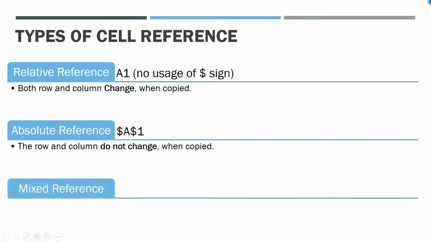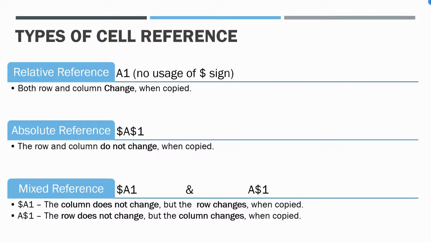And then the third type is mixed reference. Here, either row or column will get the dollar symbol, so that only that will get frozen. If you check the first example, dollar A 1, the column does not change but the row changes when you copy. In the other case, A dollar 1, the row does not change but the column changes. Let us check how it is working in Excel.